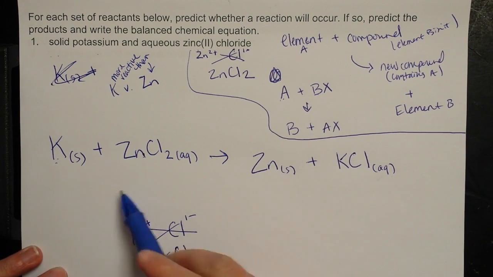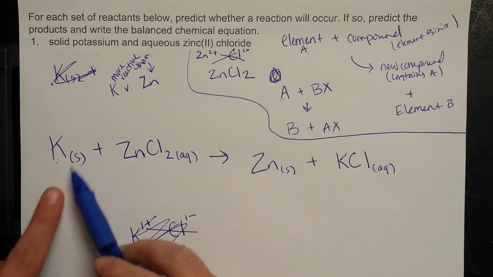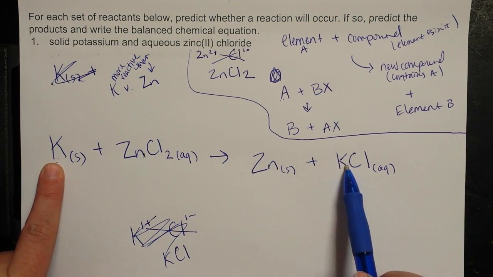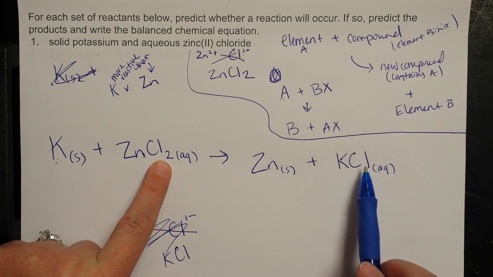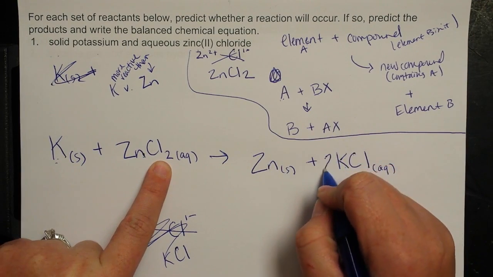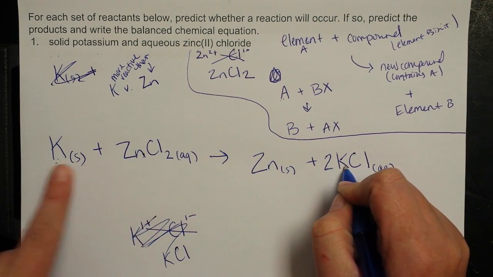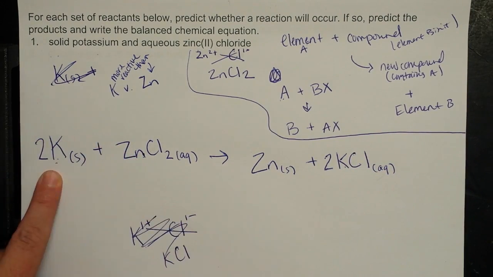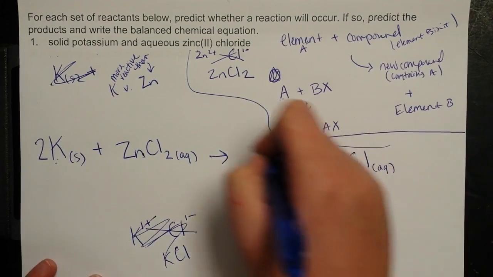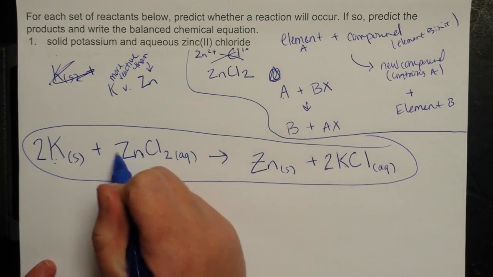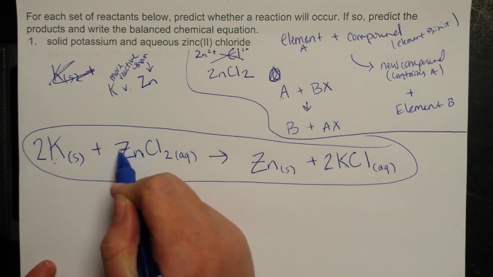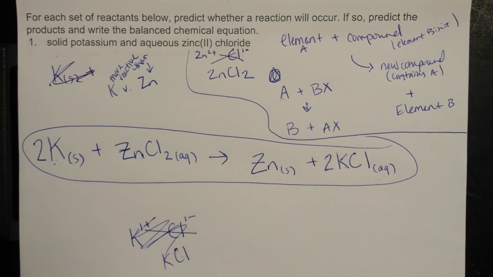Okay, we need to balance this now. We see we've got 1 potassium, 1 potassium, 1 zinc, 1 zinc, 2 chlorines, and only 1 chlorine. So if we do that, now we've got 2 potassiums. I've got to put a 2 here to balance that out. So this would be our balanced chemical equation. I'm going to do that so that way those Z's don't look like 2's. Okay, and that'll be it.